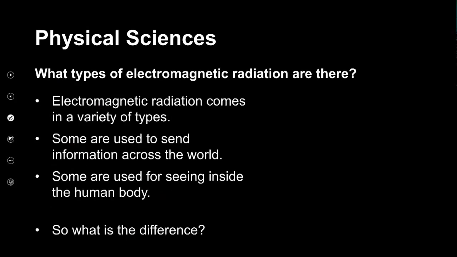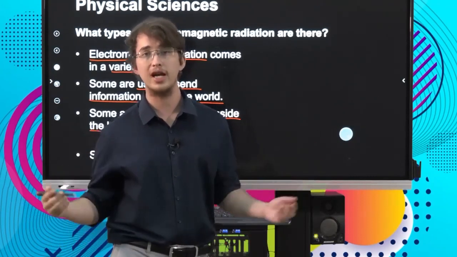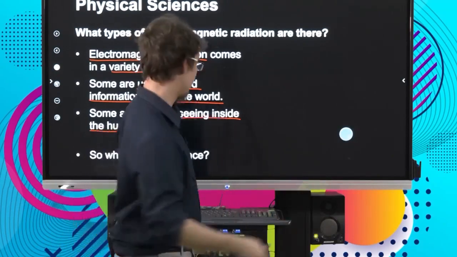What types of electromagnetic radiation are there? Well, electromagnetic radiation comes in a variety of types. Some of these types are used to send information across the world. And some of them are used for seeing inside the human body. But what is the difference? Do you know of any electromagnetic radiation that fits these descriptions? What do you think it's used for? How is it created? And why is it safe for us to do so? Let's keep investigating.